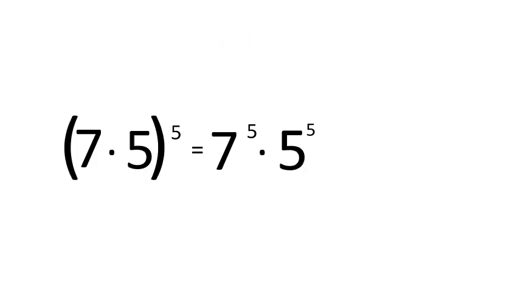In this case, we rewrite it with each number having the exponent. 7 times 5 to the 5th power equals 7 to the 5th power times 5 to the 5th power.